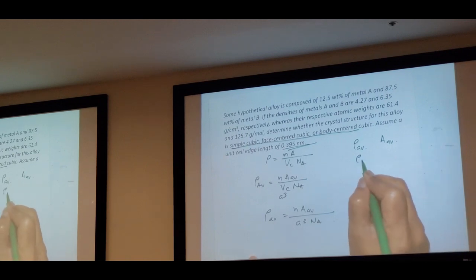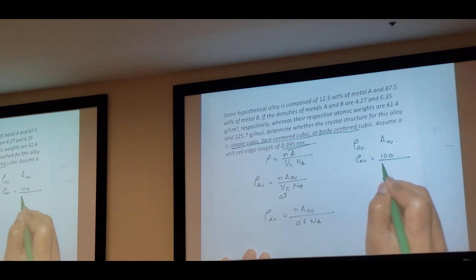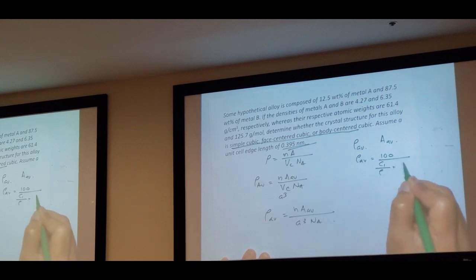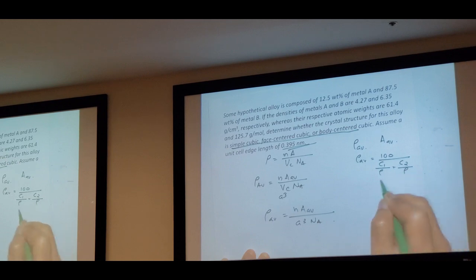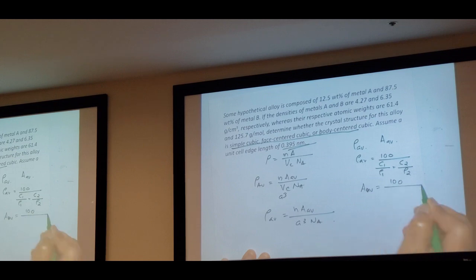Rho average is equal to 100 over C1 over rho1 plus C2 over rho2. And A average, the equation is A average is equal to 100 over C1 over A1 plus C2 over A2. Okay, now you can substitute all these values.